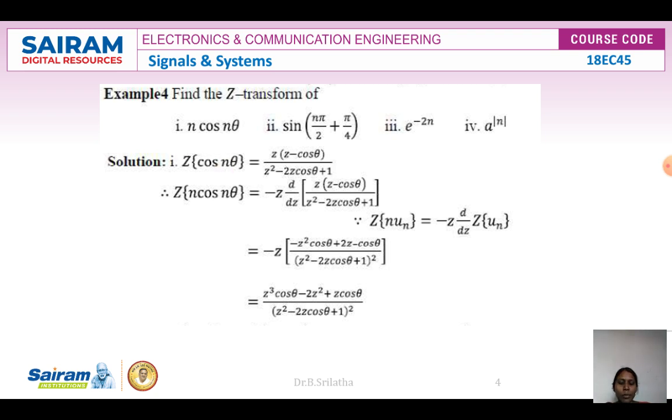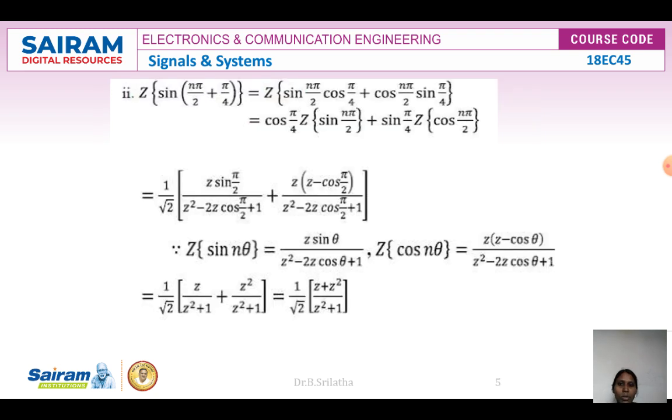So n into some signal, we are going to apply the differentiation property. Already in the last video we did. So Z transform of n cos theta is nothing but minus z into d by dz of the Z transform of cos n theta. Z transform of cos n theta is this one. So already we wrote it.